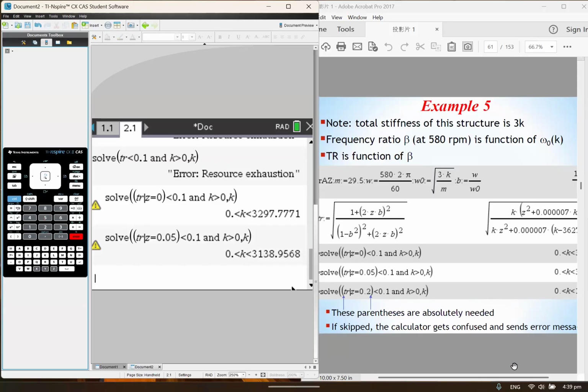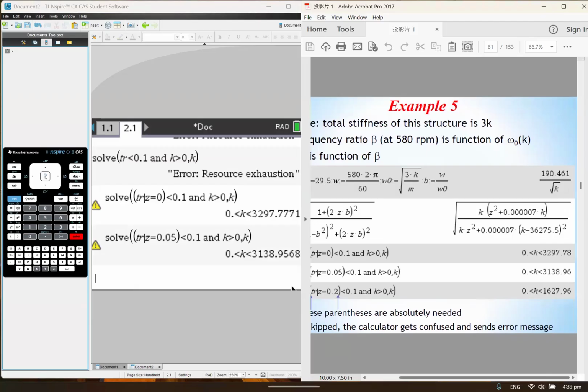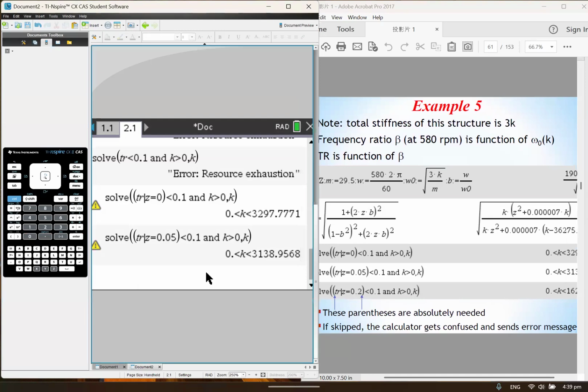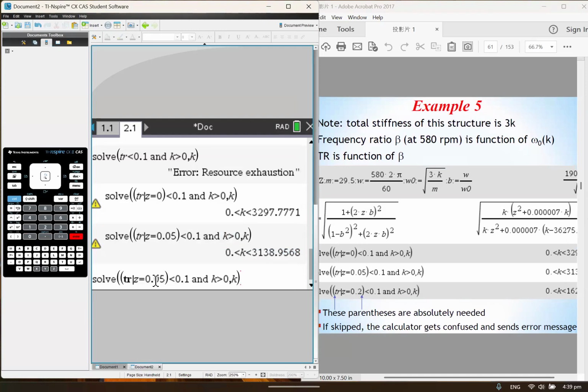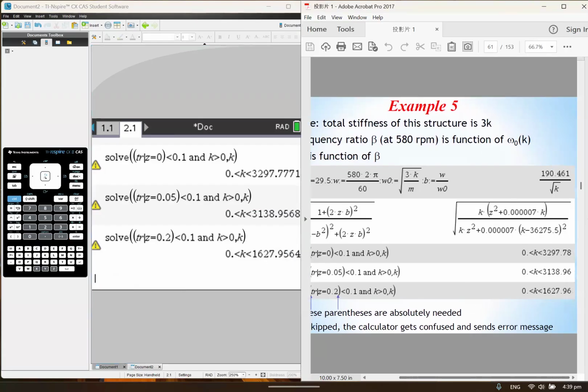So in this case, K can go up to about 3,100 kilonewtons per meter. Similarly, solve for the case where we have a 20% damping just by changing this number to 0.2. Sure. You get a new range of suitable stiffnesses.